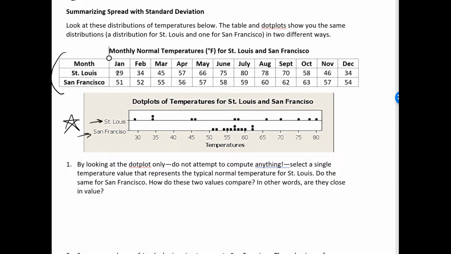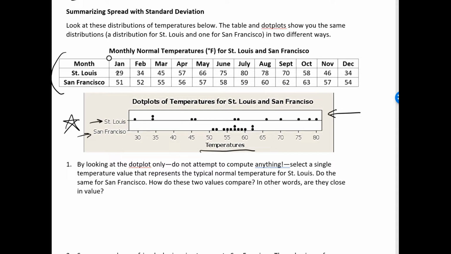All right, so do this first for St. Louis. So just by eyeballing, and remember, keep in mind that idea of the mean and balance. So if you're looking at all those pretty spread out data points for St. Louis, if you had to pick one spot, one temperature value, what would you pick as the best representative of the entire year for St. Louis?